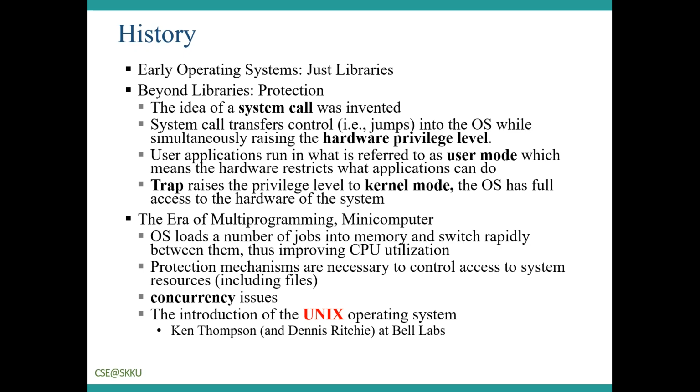Let me give you a quick overview of how operating systems have evolved over time. In the very beginning, operating systems didn't really do that much. They were mostly just a collection of useful libraries, basic tools that programmers could use instead of writing everything from scratch. For example, instead of having every programmer write their own low-level code to handle I/O, the OS would just provide a function for that. It made it easier for developers to make programs.